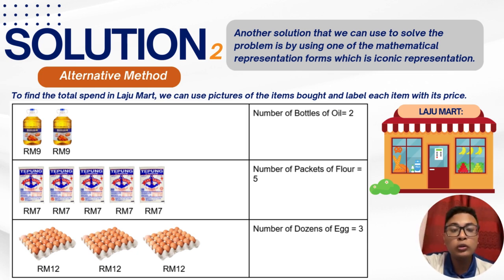He needs 2 bottles of oil, so we put 2 bottles of oil and label each bottle with 9 ringgit. For the flour we put 5 packets, and each packet we label 7 ringgit. He needs 3 dozen of eggs, and each dozen we label with 12 ringgit. So it's easy for us to calculate the total cost at Laju Mic.